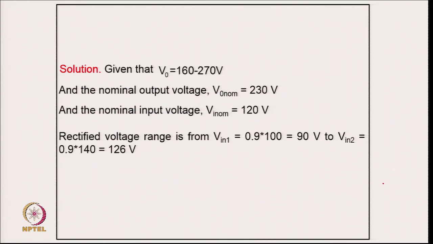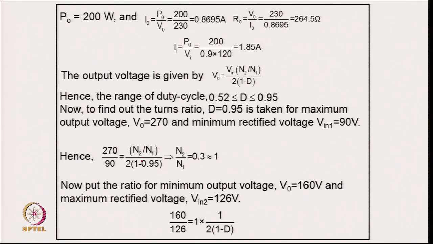So, this is the half bridge boost converter, because of this current fed we are putting boosting here. So, coming to the solution, the output voltage 160 to 270 volt, nominal output 230 and nominal input 120. So, we can find out the rectified output average voltage from the diode rectifier, it comes in the range 90 to 126 volt, and then the power output 200 watt. So, from this we can find out the output current, output power by output voltage, that is fine, and equivalent resistance V by Io, so it comes 264.5 ohm, and the input average current, P by input voltage, so it comes 1.85 ampere.